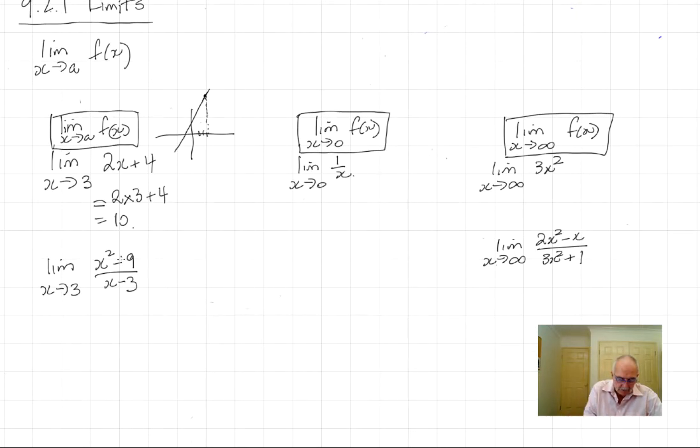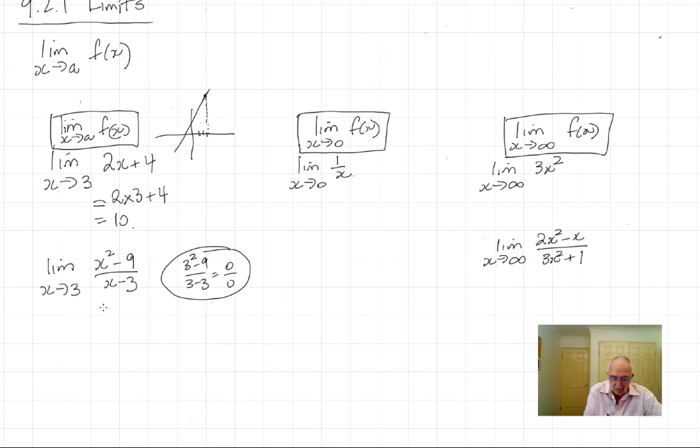If we've got something like this, and we substitute in, we get 3 squared minus 9 over 3 minus 3, which is 0 on 0, which we cannot do. So we can't just do a substitution. What we've got to do is try and figure out some way to find the limit of this function as x approaches 3. Another way of looking at it is this function is not defined for x equals 3. If we were to graph this, there would be a hole in the graph at x equals 3.